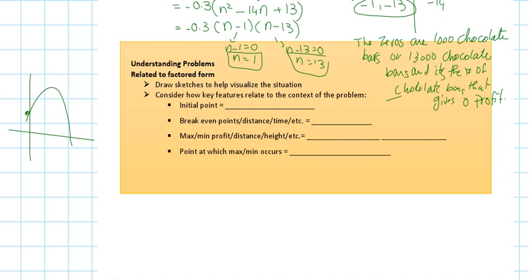Consider how key features relate to the context of the problem. So when I ask you, what is your initial point? What does that mean? That means the starting point, which is where? The y-intercept. Where was the rock when I first threw it? So that's your y-intercept. Anytime you're looking for an initial point, you're looking for your y-intercept.